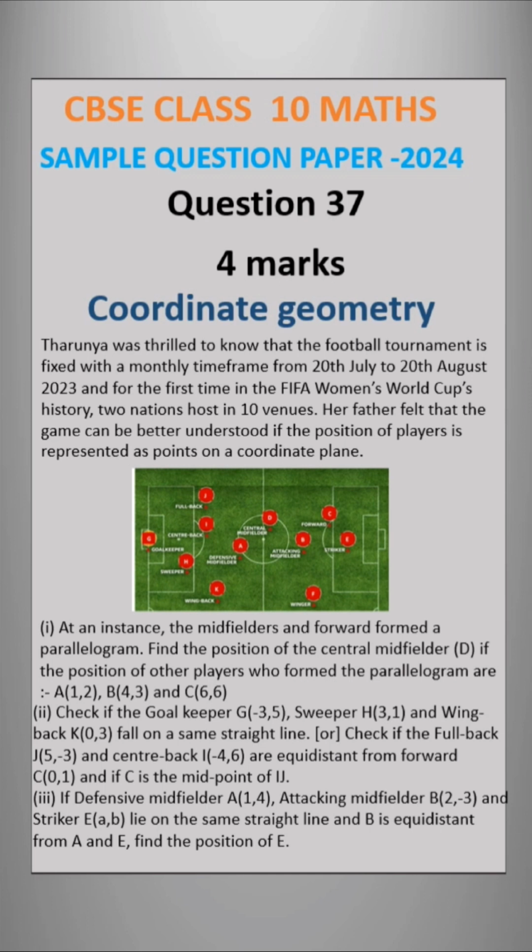Question number 3. If the defensive midfielder A (1, 4), attacking midfielder B (2, -3) and striker E, A, B lie on the same straight line and B is equidistant from A and E, find the position of E.